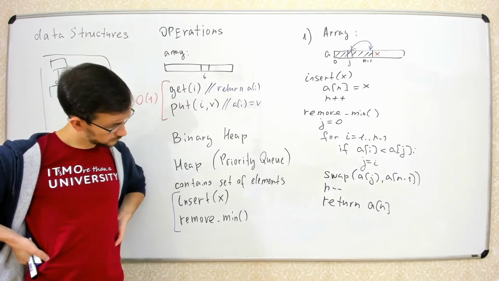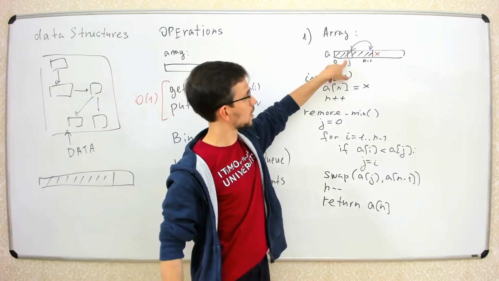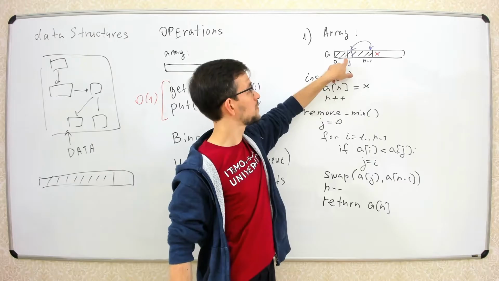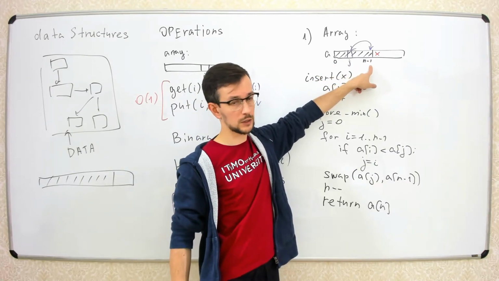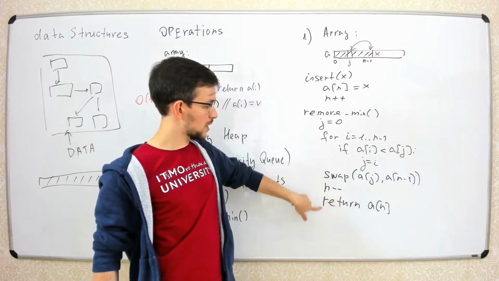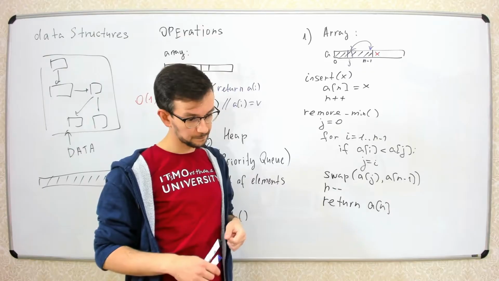Looks fine. So we found first the minimal element, then swap the minimal element with the last element. Now the last element is the minimal one, so we decrease n and return this last removed element. Good?